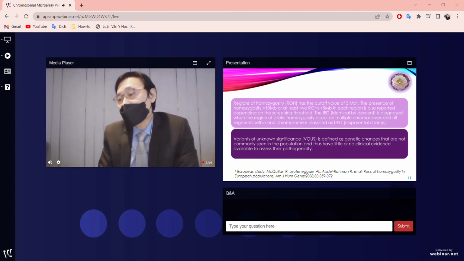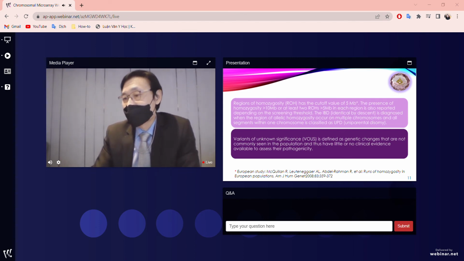And all segments within one chromosome are classified as UPD, which stands for uniparental disomy. Since the upward ROH requires the high-density SNP-based microarray, the ROH opens up a new genetic approach beneficial for UPD, parental consanguinity, as well as autosomal recessive disorders. VOUS stands for variant of unknown significance. It's defined as genetic changes that are not commonly seen in the population and thus have little or no clinical evidence available to assess their pathogenicity.